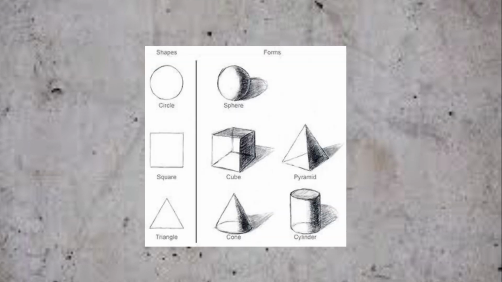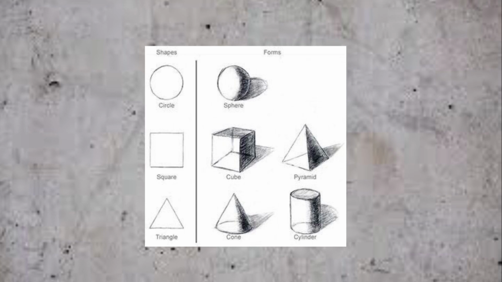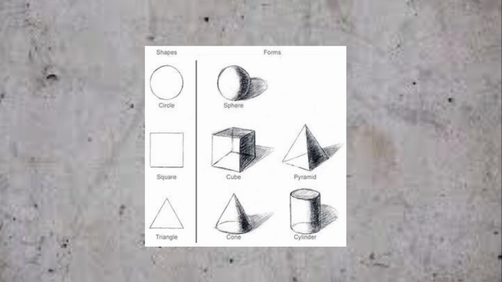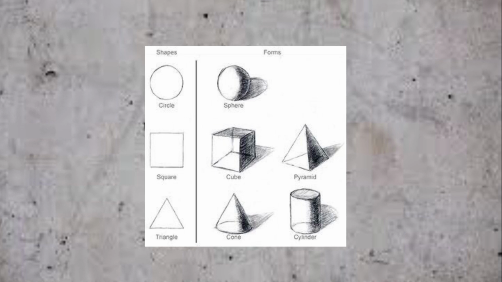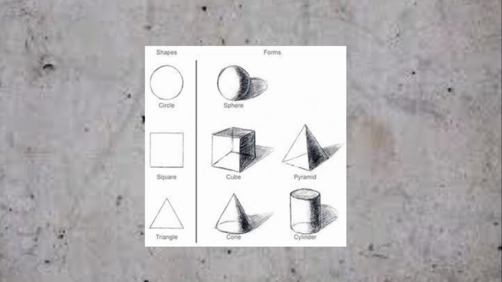Today we're going to take a look at some shapes and try and create them and make them into forms. As you can see here, we have a circle which turns into a sphere, a square which turns into a cube, and then a triangle that turns into a cone.